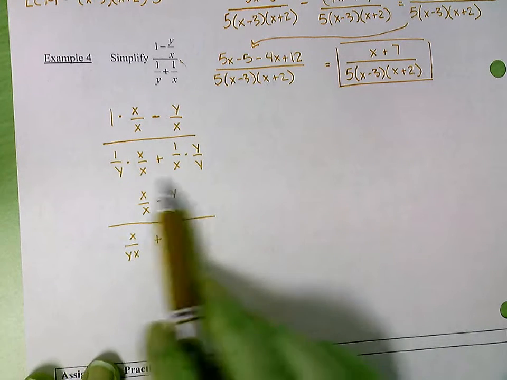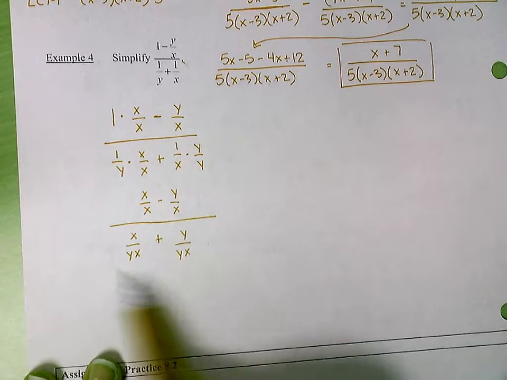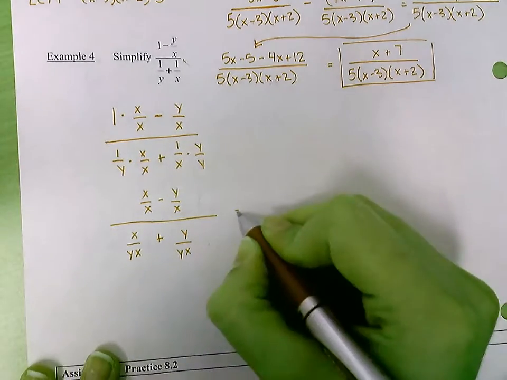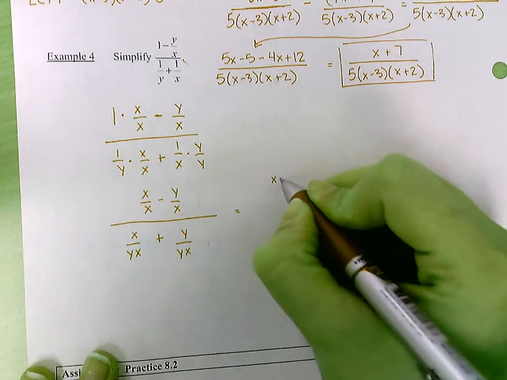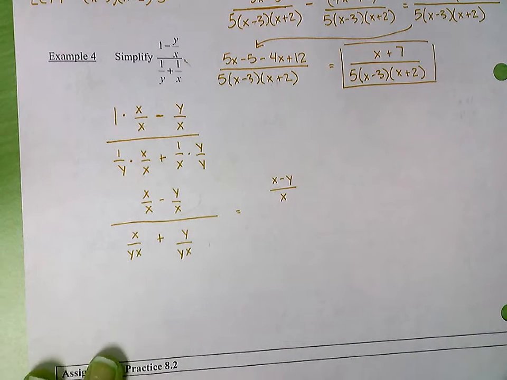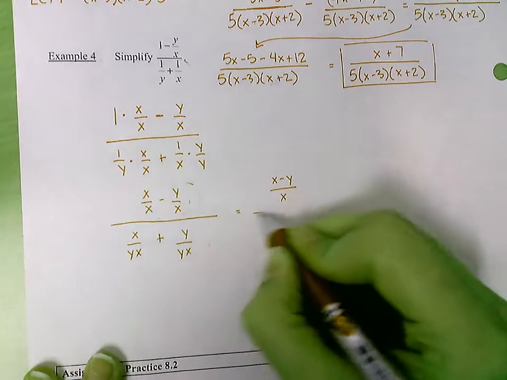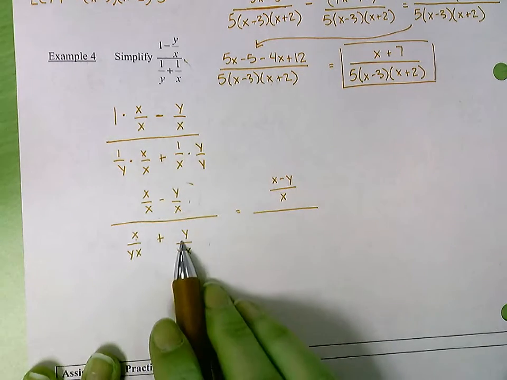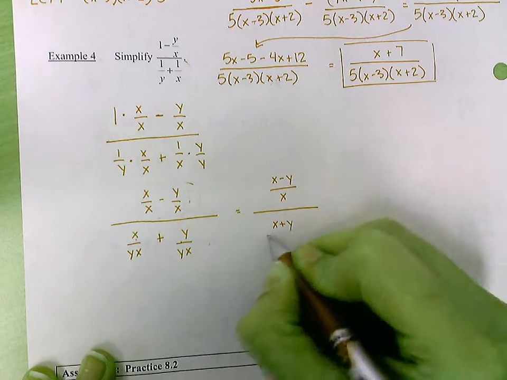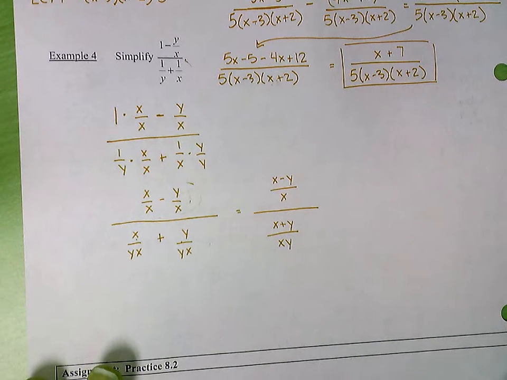So now that I have a common denominator for this part and a common denominator for this part, I can combine those. So I have x minus y over x. So that's where I'm getting this one from. That's over, I can add together x and y here. And that's over xy or yx.